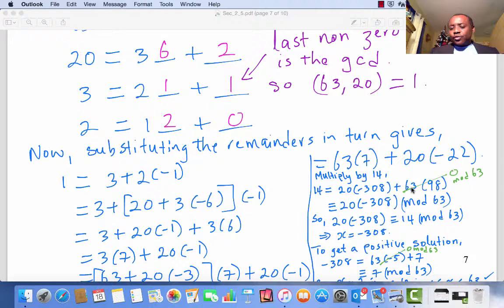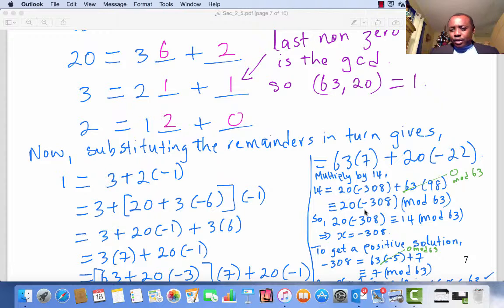Observe that 63 is congruent to 0 mod 63. So 63 times 98 would simply be congruent to 0 mod 63. So all of these, the right hand side, is congruent to 20 times negative 308 mod 63. Let's put together what we have done so far.